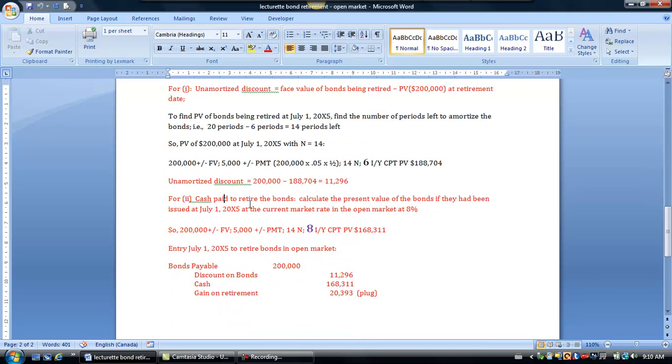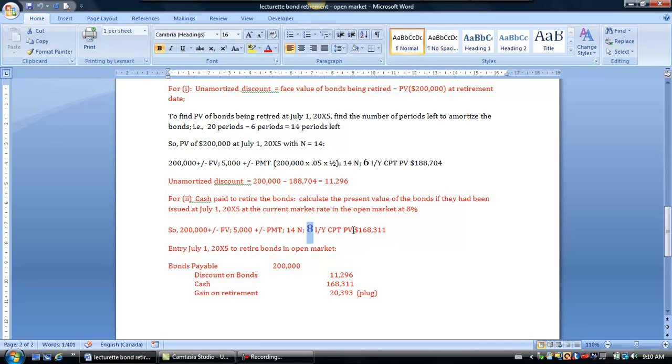The cash that I'm going to pay to retire the bond means that I have to calculate the present value of that 200,000 in bonds that I'm retiring at July 1st, 20X5, based on the market rate now, because that's what I'm going to pay them. The present value of those $200,000 in bonds that I'm retiring at the market rate is the cash that I'm going to have to pay to settle that debt. So now I'm going to do the same present value calculation using the same factors I used up here. The only difference is now I'm calculating the cash I'm going to need to retire the bonds, but I'm retiring them at the open market rate, which is 8%.